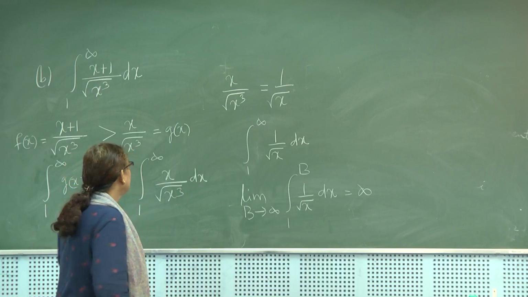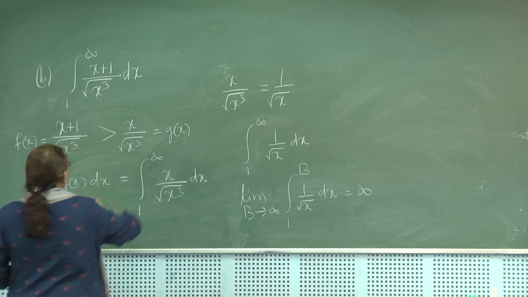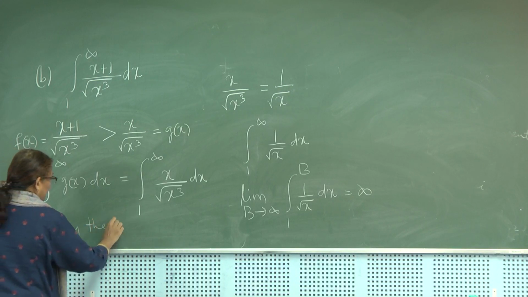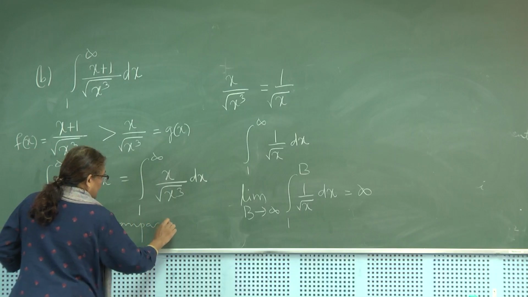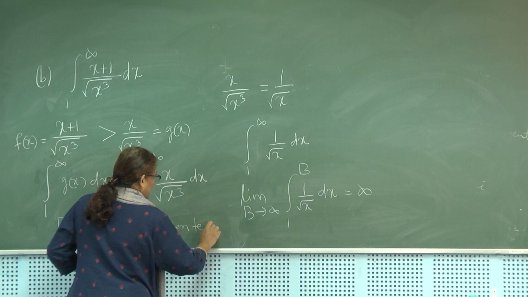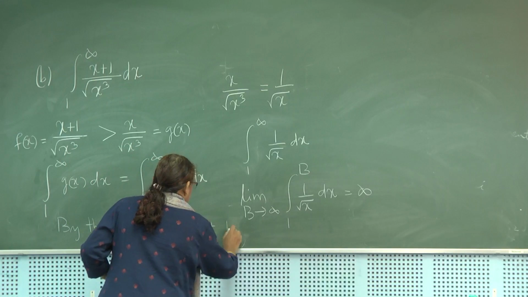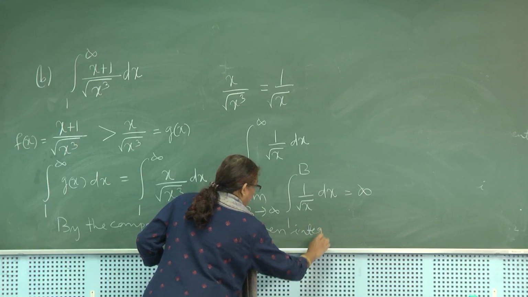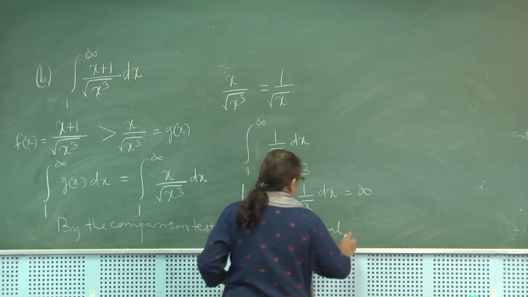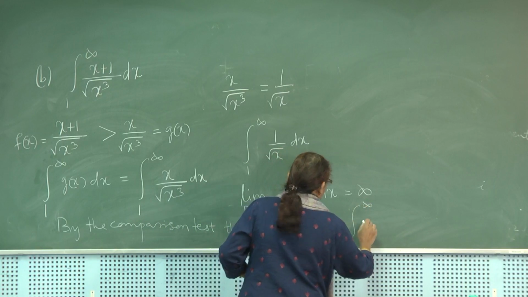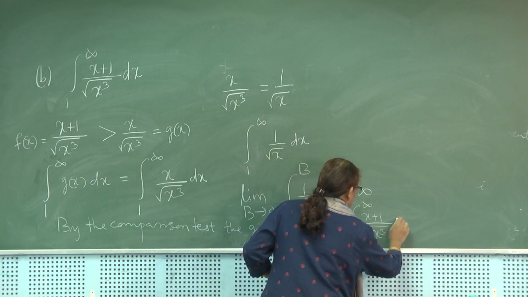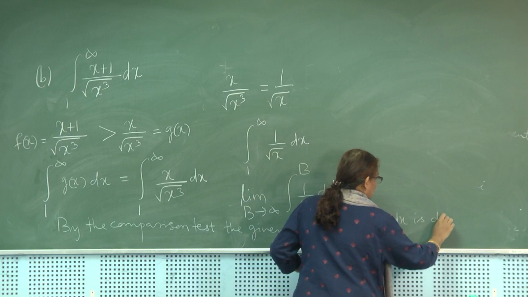So, therefore, the integral is divergent, and by the comparison test, the given integral, the integral 1 to infinity of x plus 1 divided by square root of x cube dx, is divergent.